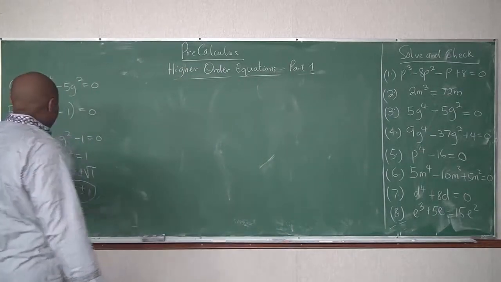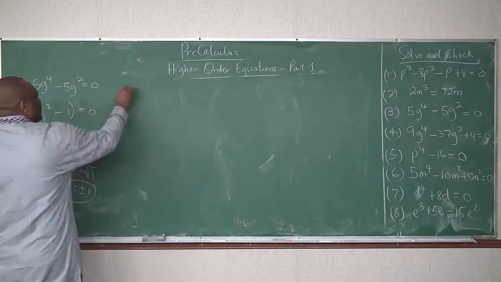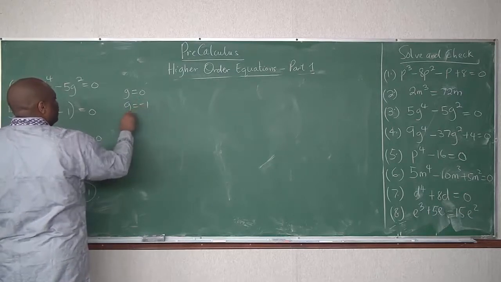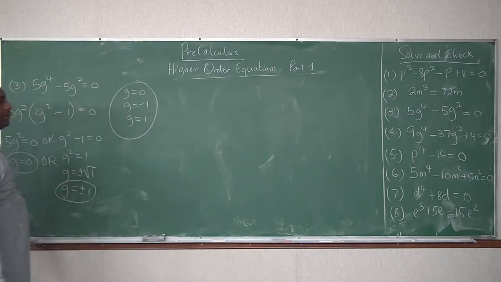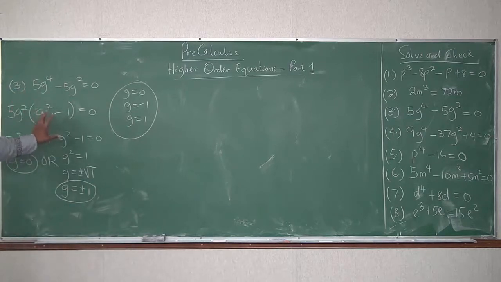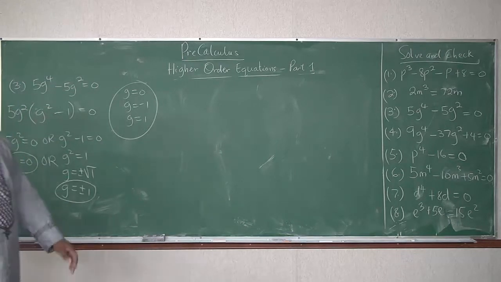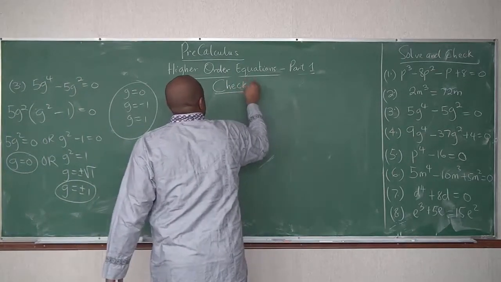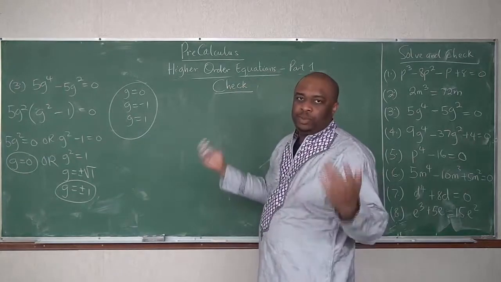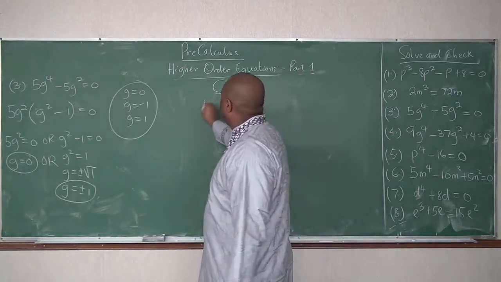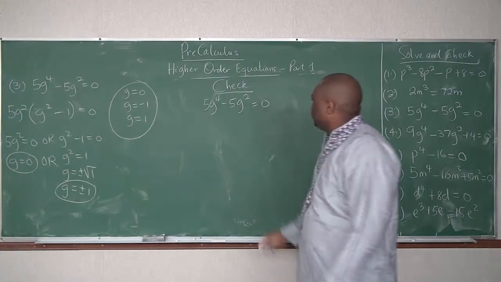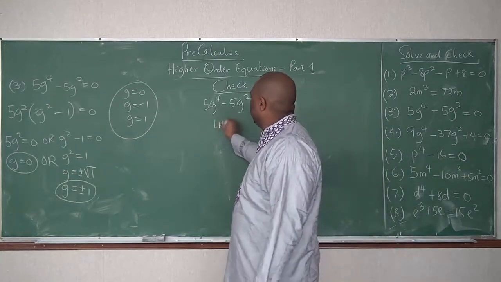Okay. Let's go ahead now and check this. This is g equal to 0, g equal to 1, and g equal to negative 1. This is what we got. So we now do what? Check our work. When we check, of course, we check with the main equation. We have here 5g to the 4th minus 5g squared equal to 0. Left hand side, right hand side.